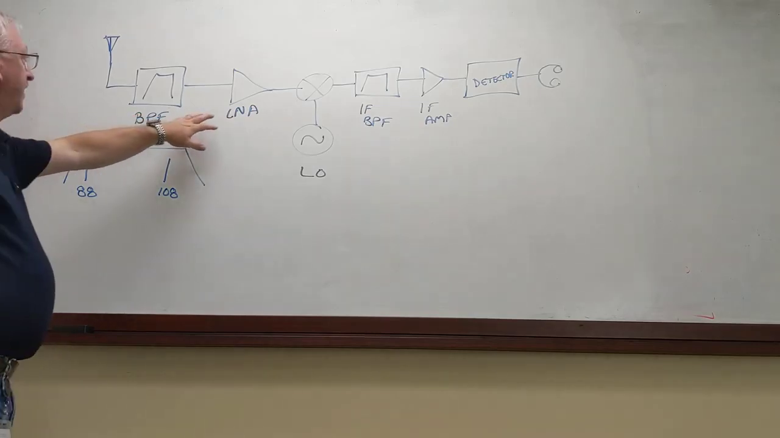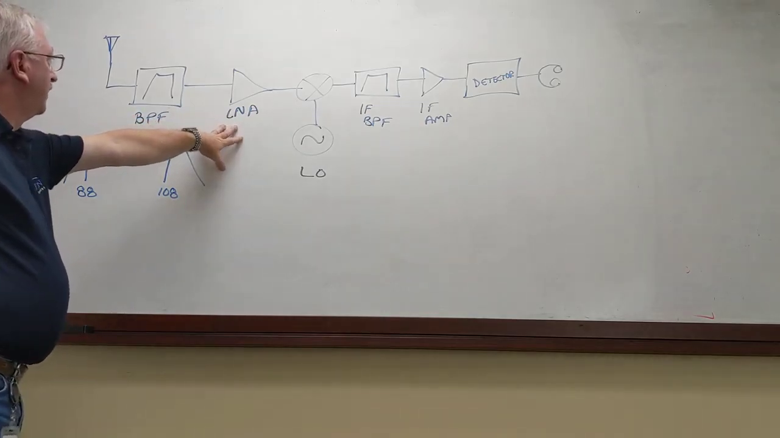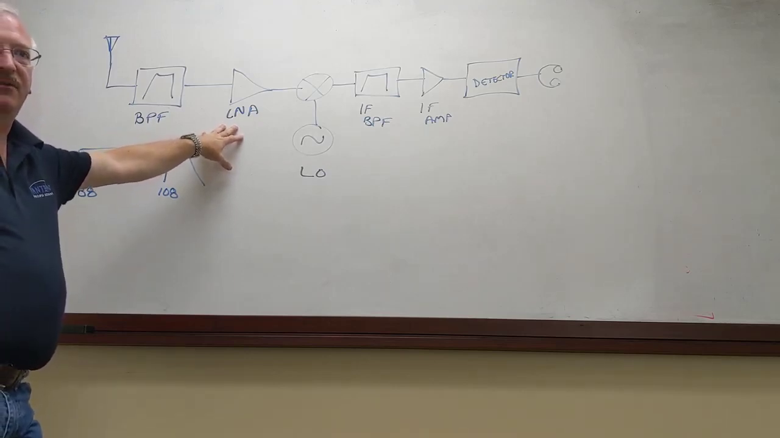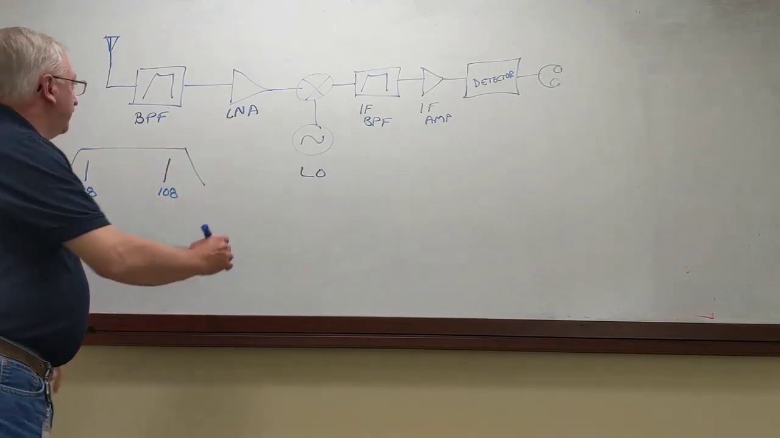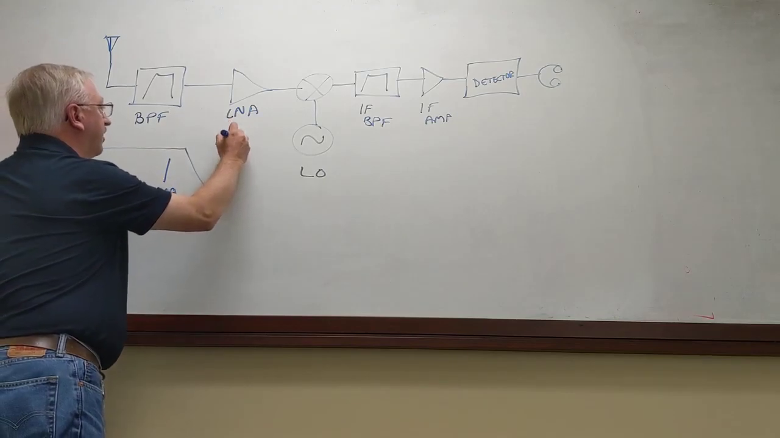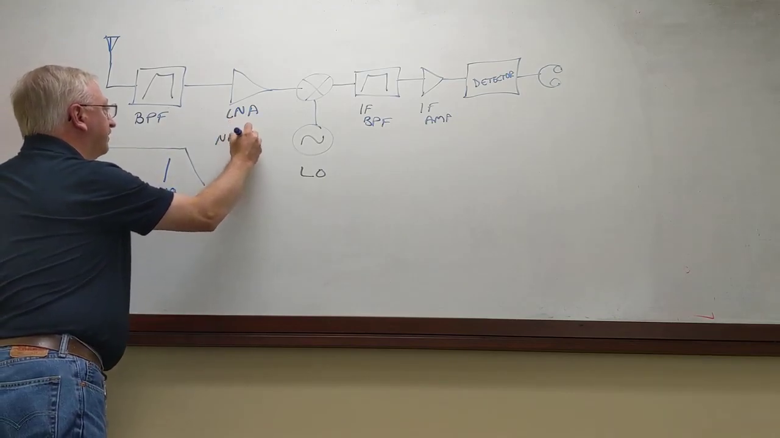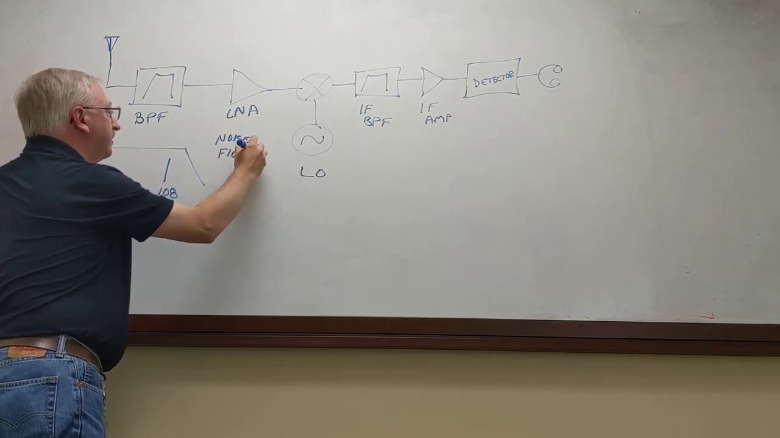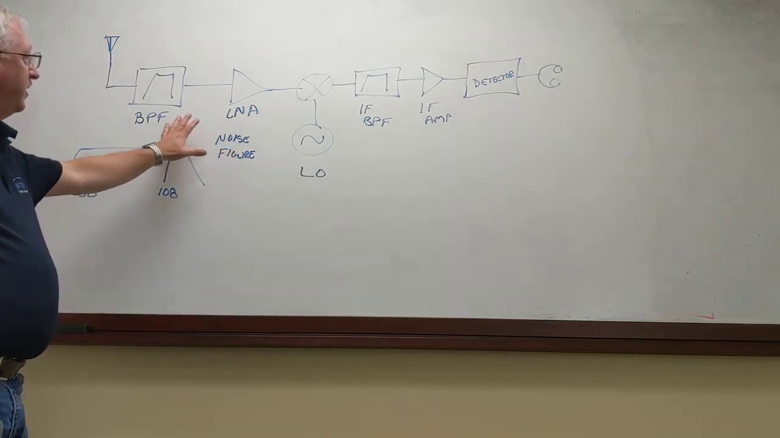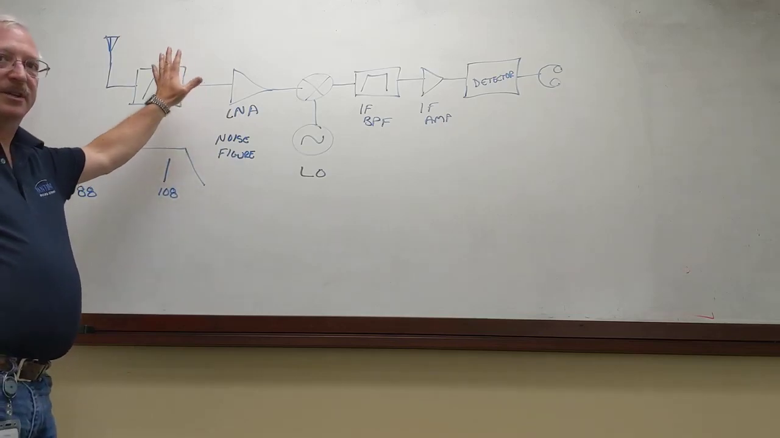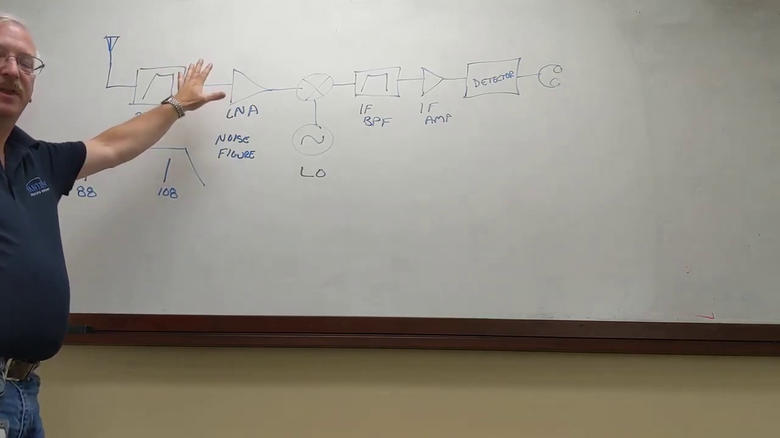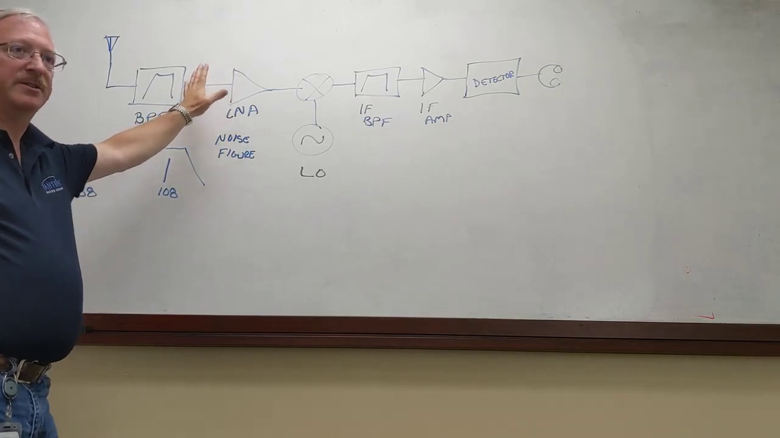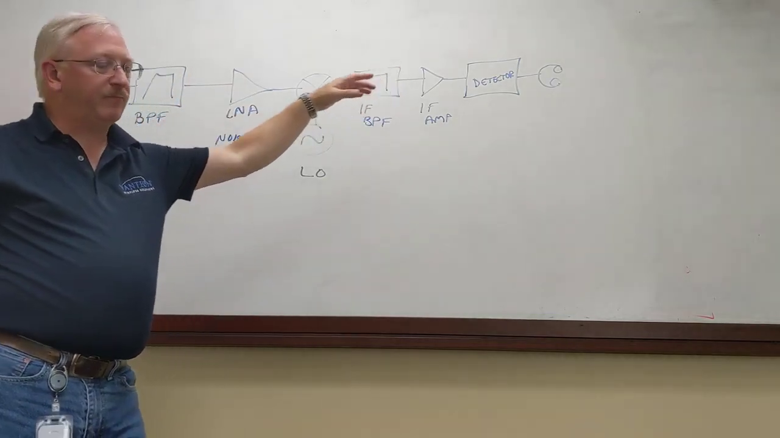So the low noise amplifier, what this does is this sets the sensitivity level or noise figure. So in RF they talk about noise figure all the time. And the way the low noise amplifier works is it boosts the signal and limits the amount of noise that follows.